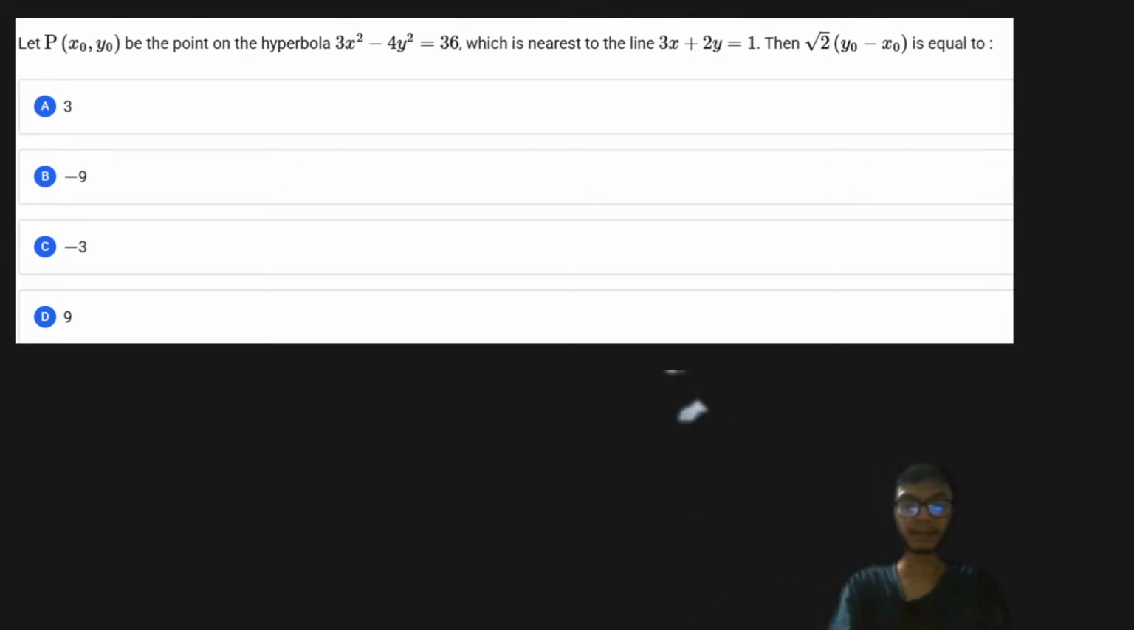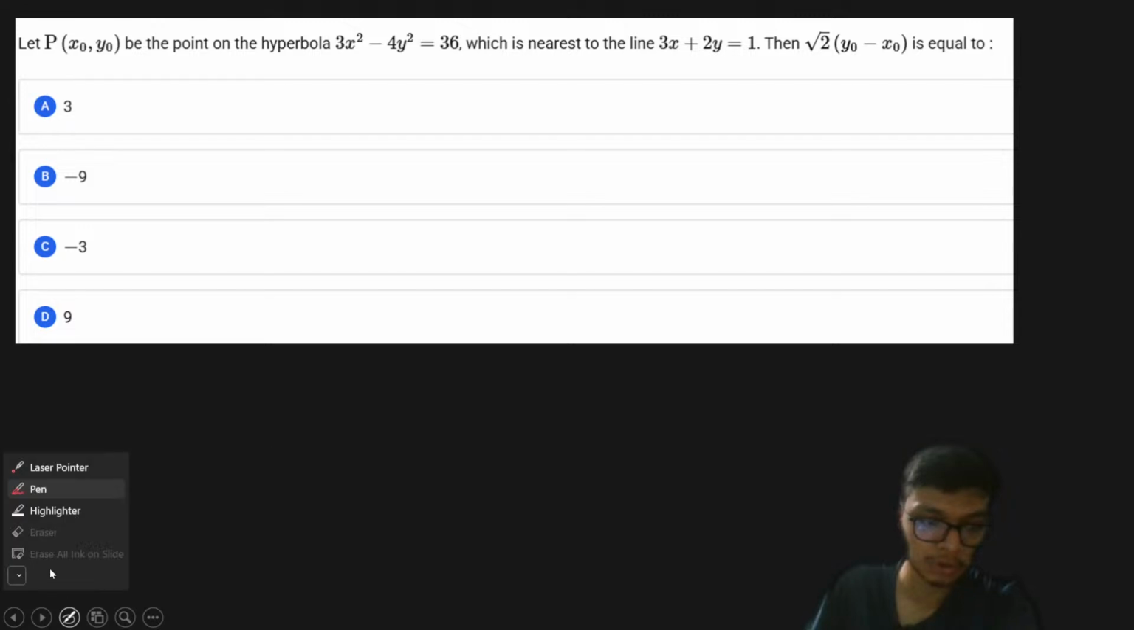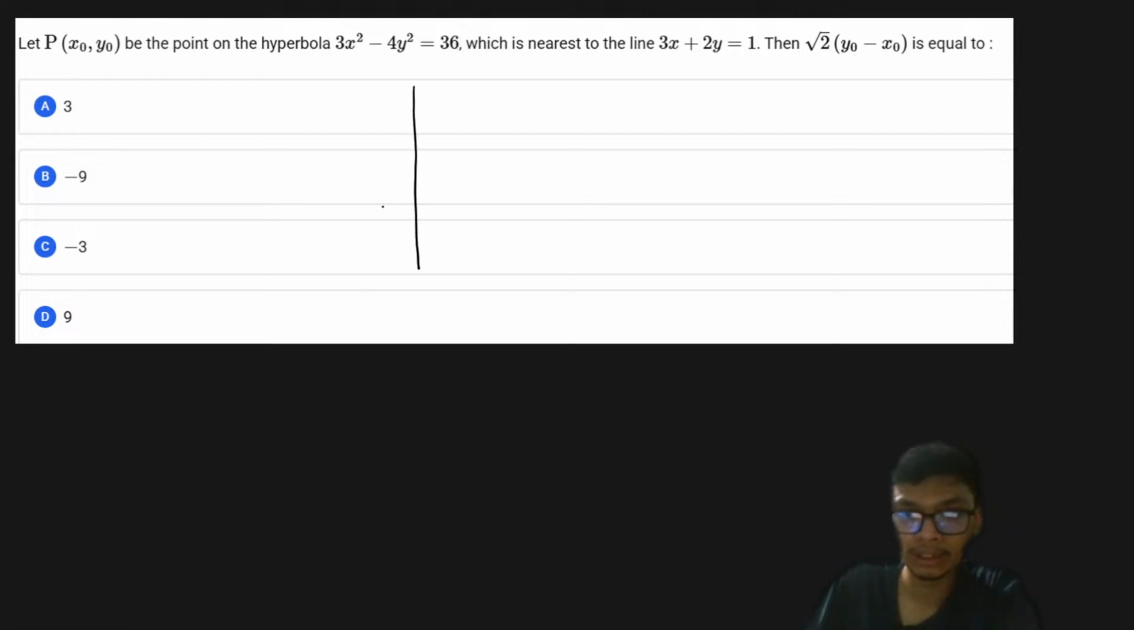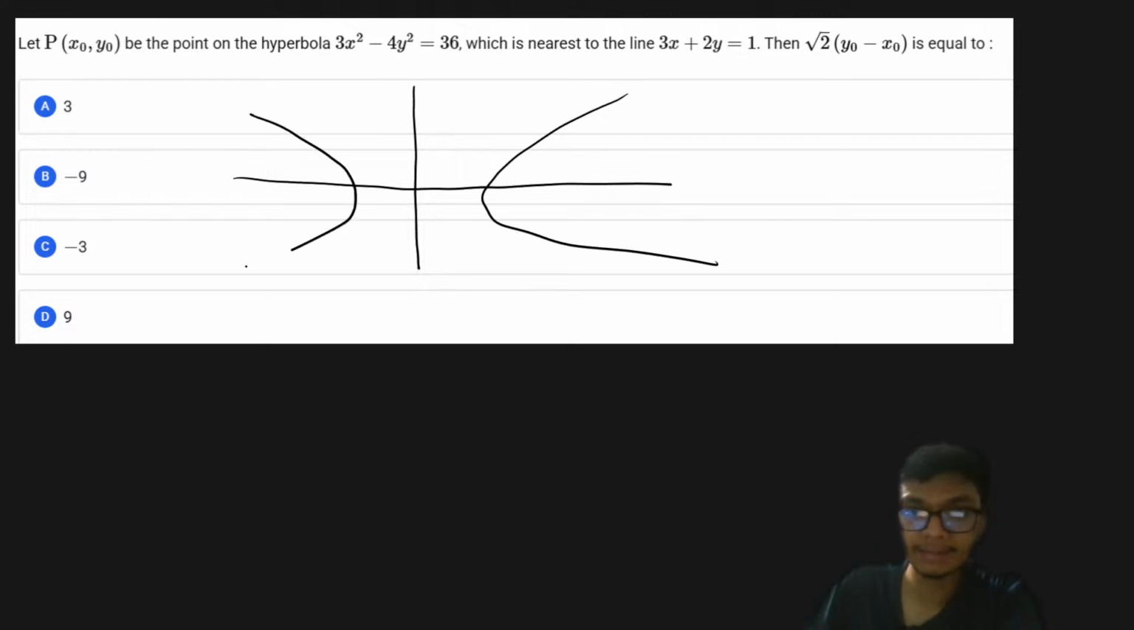Now, I will give a hint for this particular problem, whatever you do over here. Given a hyperbola, you just need to find the tangent which is parallel to this particular line. That's how you will get the shortest distance.